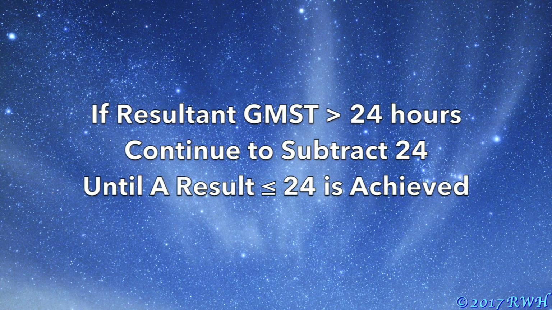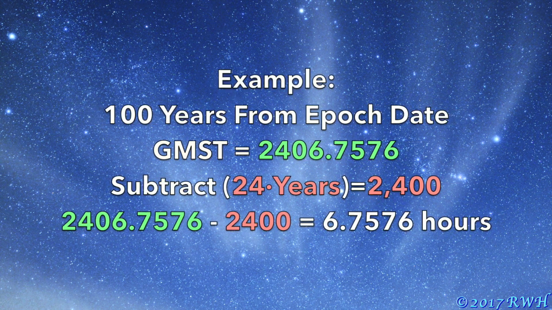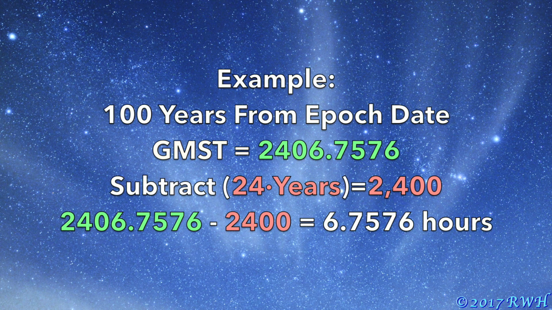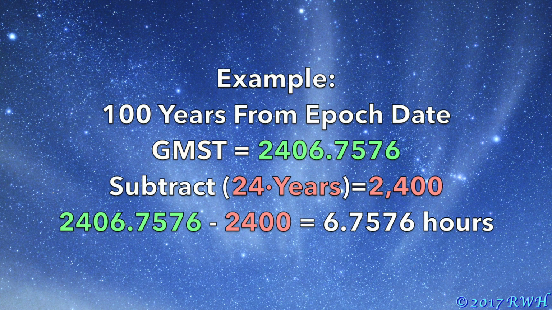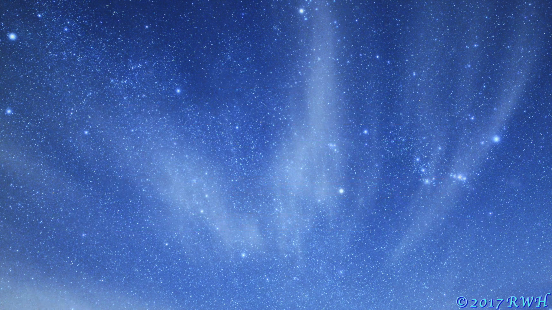If the date used in the calculations is many decades ahead of the epoch, you may need to subtract multiples of 24 to arrive at a suitable answer. This will give you an accurate GMST of the date and time used in the calculation.